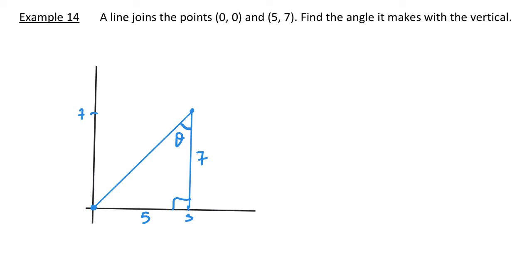So we've got the triangle drawn. We need to label the sides. So we're looking for the base, or the base side is the opposite. The diagonal is the hypotenuse, and the vertical distance is the adjacent.